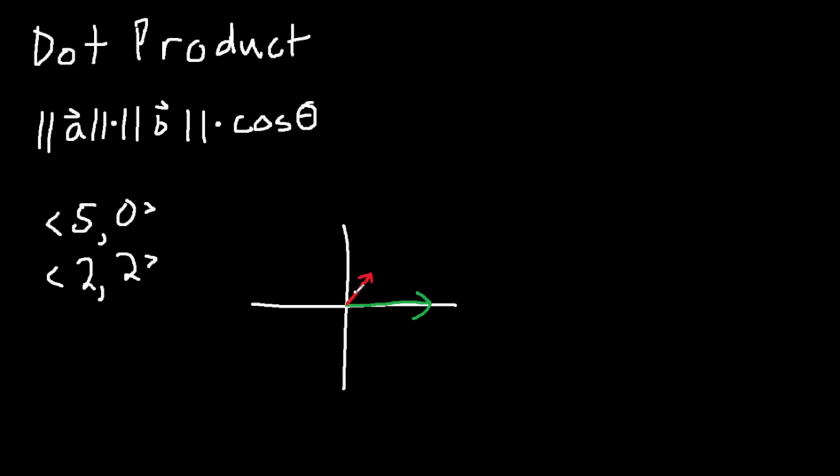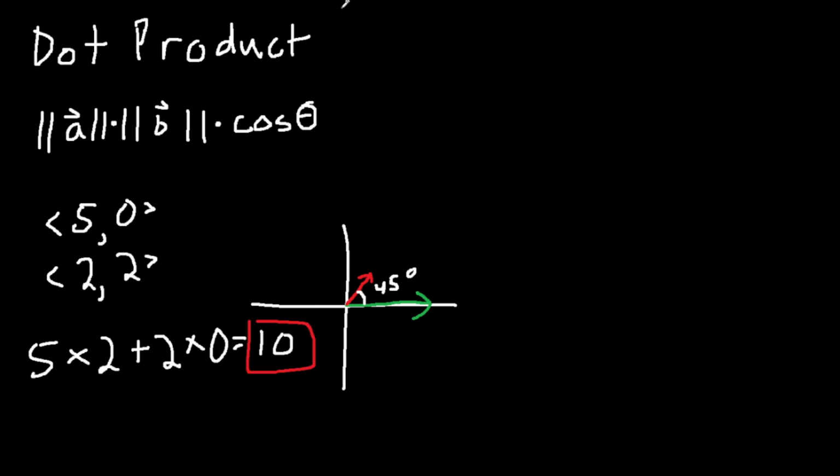The reason why I chose these two vectors is because it's just easy to figure out the angle: 45 degrees in between each. So we have 45 degrees of cosine. Now we have to solve for the magnitudes of these two vectors. You can just multiply each corresponding point: 5 times 2, plus 2 times 0, which is equal to 10 plus 0. So the dot product is equal to 10.